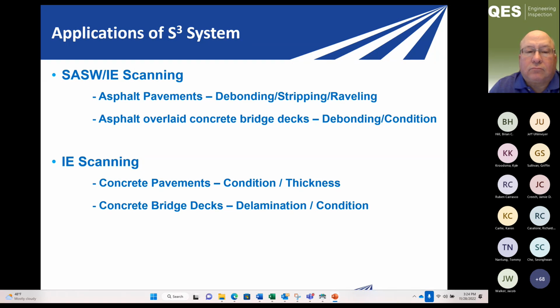The system does have the advantage that we're measuring velocity that's related to modulus. We don't have the need for that potential moisture in those areas of stripping. We should be able to detect those changes in material modulus, whether it's wet or dry. So there are certain conditions where the GPR may have limitations that this tool may be of use to the DOTs.